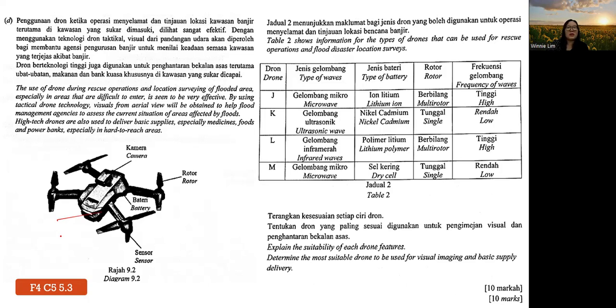High-tech drones are also used to deliver basic supplies, especially medicines, food, and power banks, especially in hard-to-reach areas. So this table shows the information of the types of drone during the flood disaster location survey. Explain the suitability of each drone feature and determine the most suitable drone to be used for visual imaging and basic supply delivery. So always, we will find out all the parts that you are more confident about.